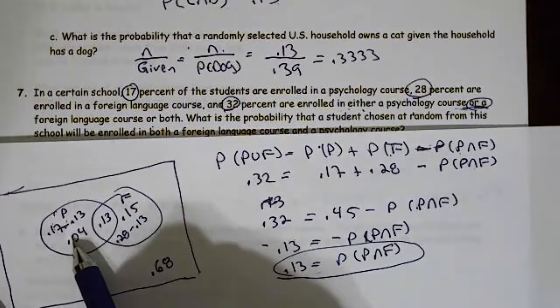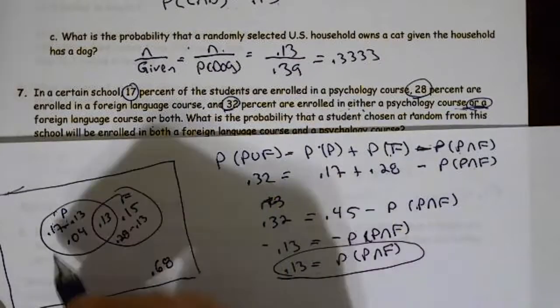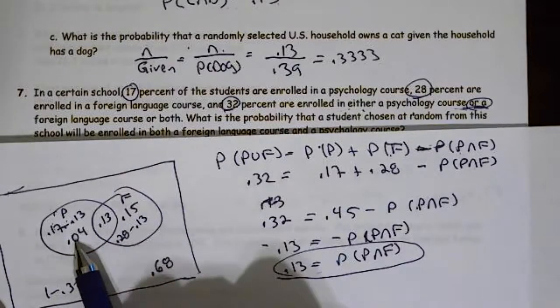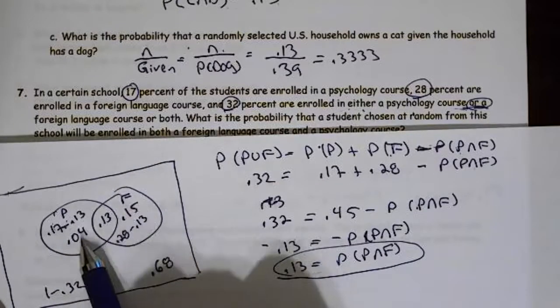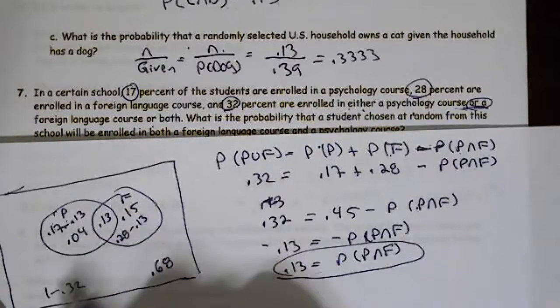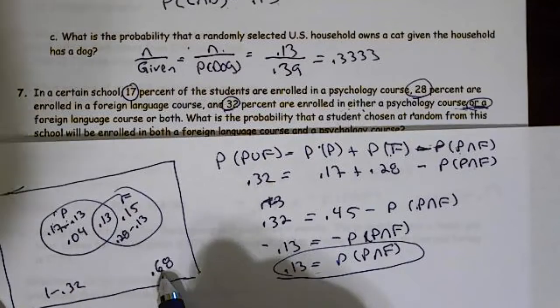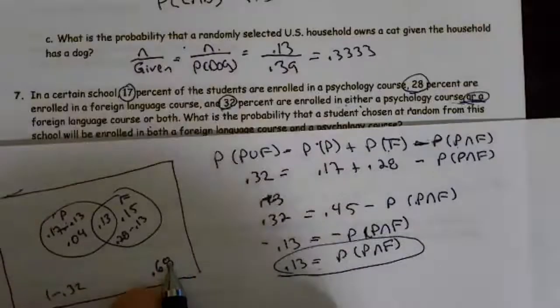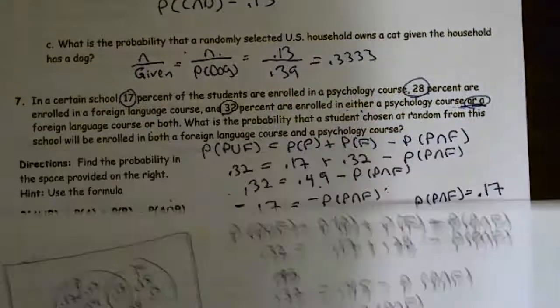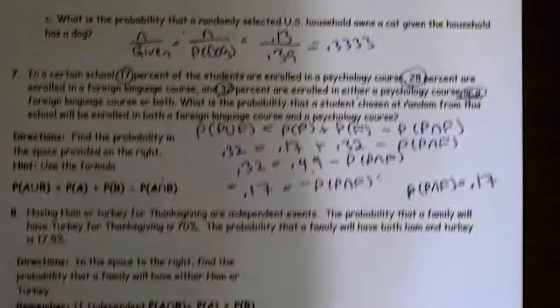If I take 1 minus 0.32, that will give me the value. Or if I add up these values, these will also add up to 0.32. 0.04 and 0.13, 17%, plus 15 is 32. So 1 minus 0.32 is 0.68. So these are in neither psychology nor foreign language. Again, I apologize for making an error on that one. All right.